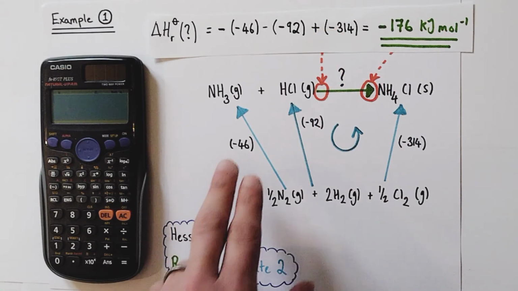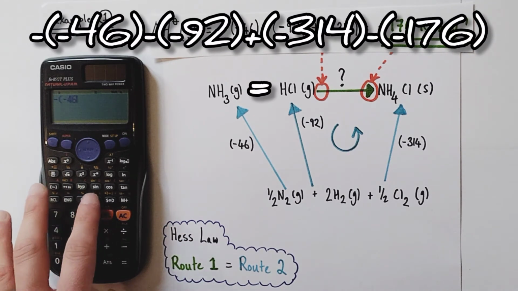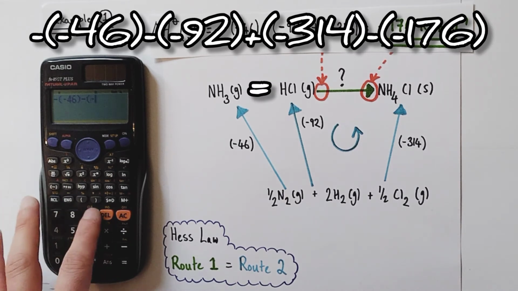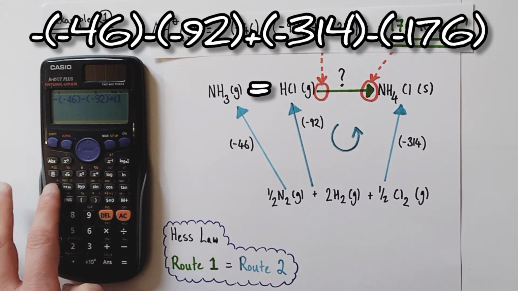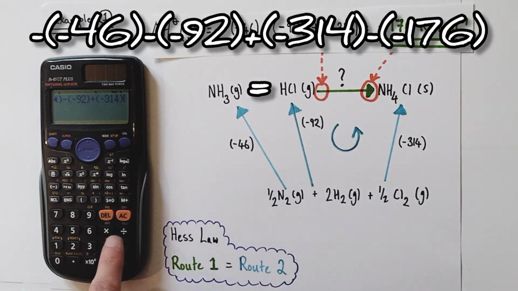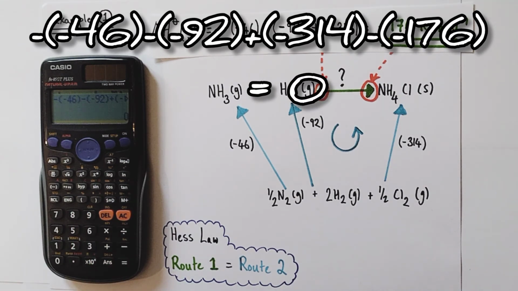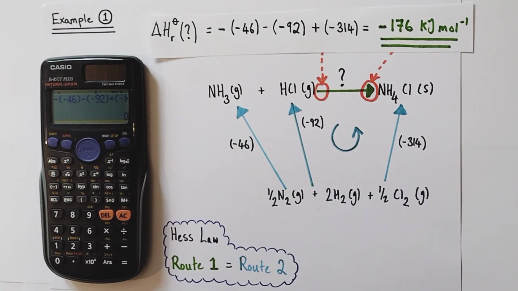Let's work our way around the cycle taking the blue route first. That's going to be minus 46 minus 92 plus minus 314. Then we're going against direction of travel for our green arrow. That's minus minus 176, apologies. Taking this full cycle should give us an answer of 0, and it is 0. Perfect. That shows that Hess's law is accurate and in effect, and taking away from route 2, route 1 equals 0, which is exactly what should happen if they are both the same magnitude of enthalpy change.